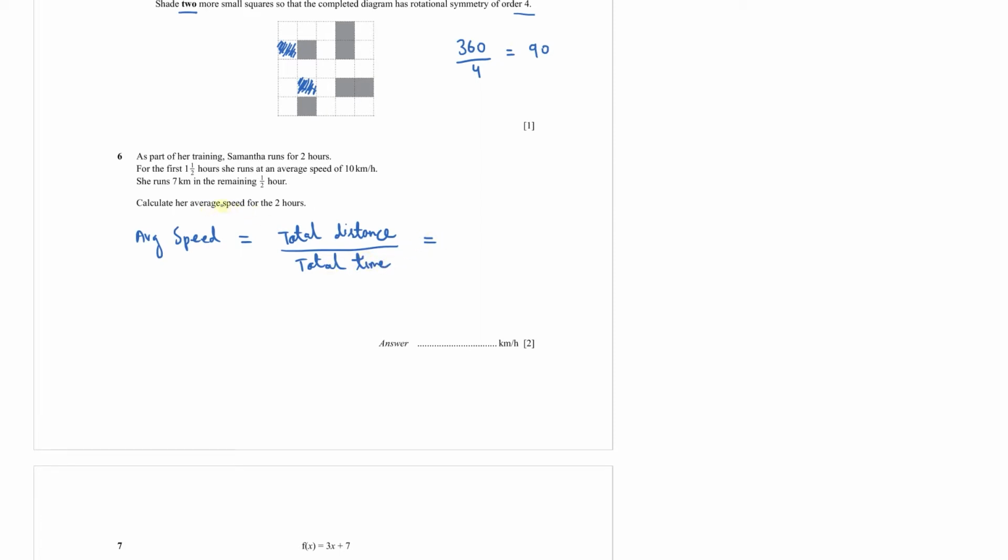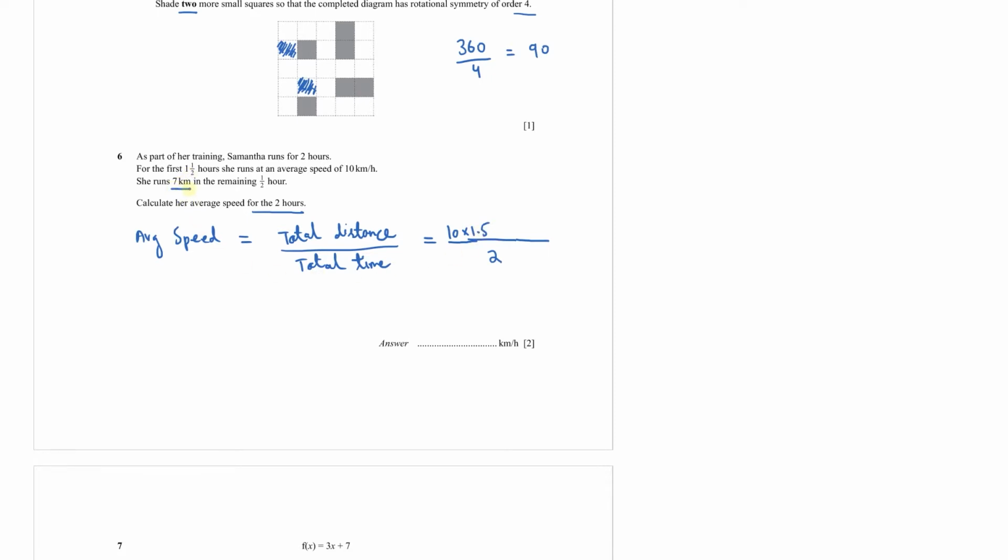So we know that the total time is 2 hours. The training lasted for 2 hours. So your time is 2 hours. Now what is the total distance? For the first 1.5 hours, she runs at an average speed of 10 kilometers per hour. So we can find the distance traveled in the first 1.5 hours by multiplying the speed with the time. So 10 multiplied by 1.5 is the distance in the first 1.5 hours.